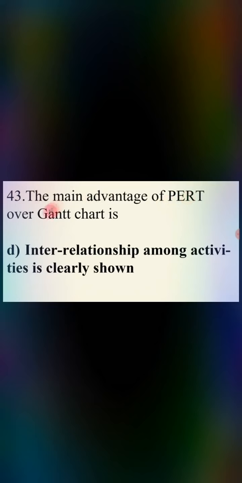The main advantage of PERT over a Gantt chart is that the interrelationship among activities is clearly shown.